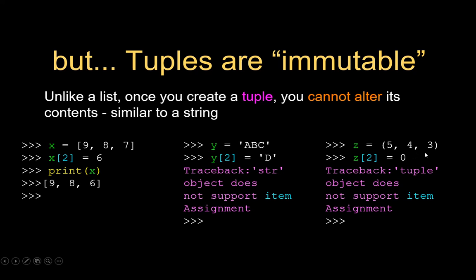In this example, we are using parentheses, which identify a tuple. So Z is our tuple. It has 3 items, and we are trying to replace the item number 2, which is 3, with value 0. We get the same traceback, that the tuple object does not support item assignment. So again, tuples are very similar to lists, but they are immutable, meaning that we cannot change the content of it.